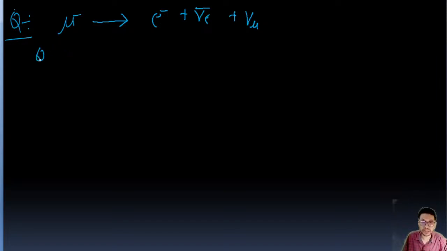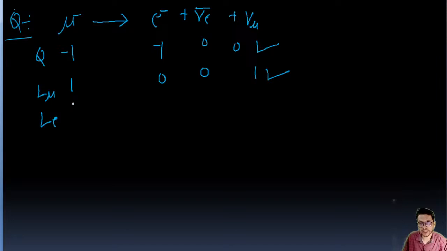First we'll check charge. Charge is -1, -1, 0, 0, means conserved. Now we'll check L mu, the lepton number for mu. This is 1 and 0, and 0 and 1, so this is conserved. Now we'll check Le, the lepton number for electron. This is 0, then 1, and -1 for the antineutrino, and 0, means this is also conserved.